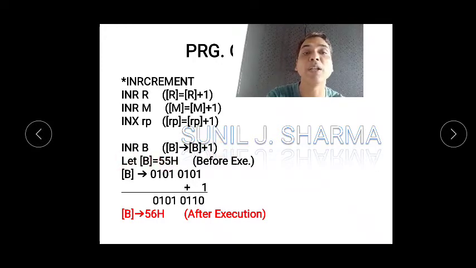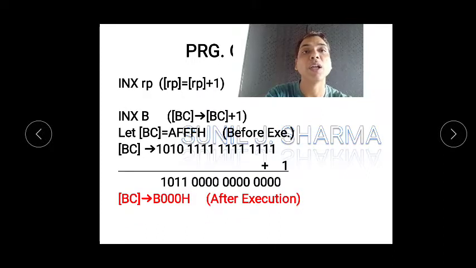For example, let the B register be equal to 55. This is before execution. If we increment it by 1, in binary, 55 plus 1: 1 plus 1 is 0, carry 1. Then the rest of the things will be the same. Can you see it has been incremented and the new value is 56. I hope it is very simple. In the same way you can use other registers, A, B, C, whatever registers you want.